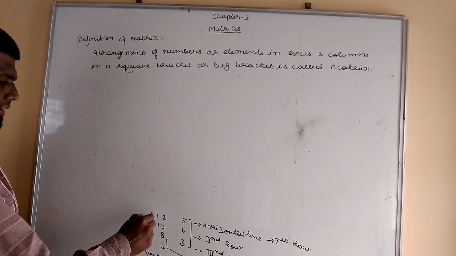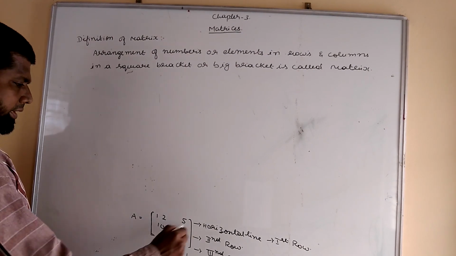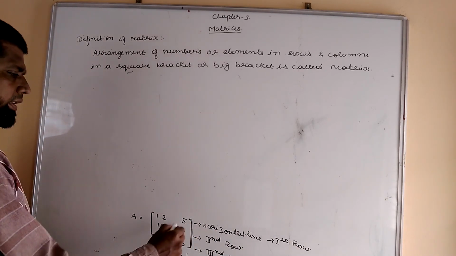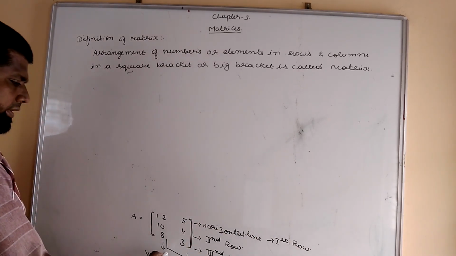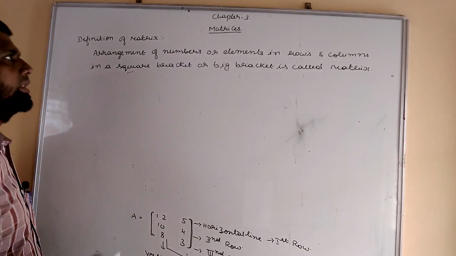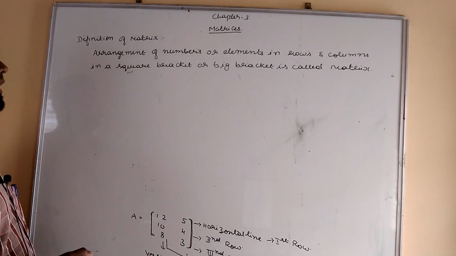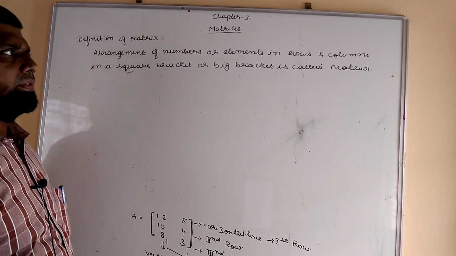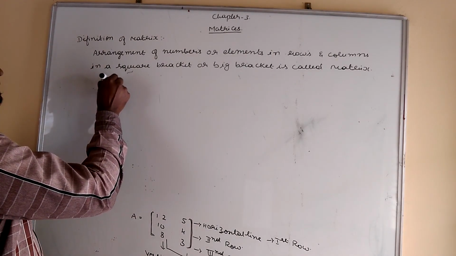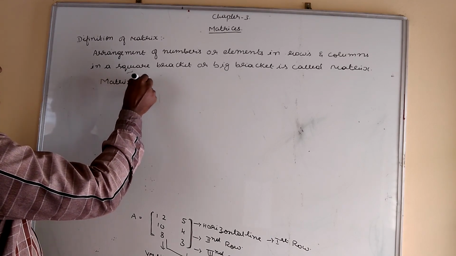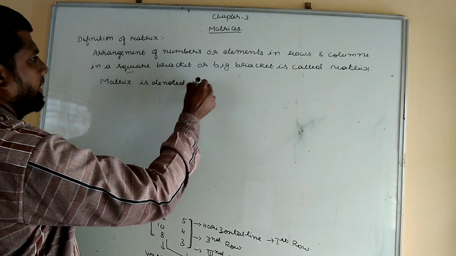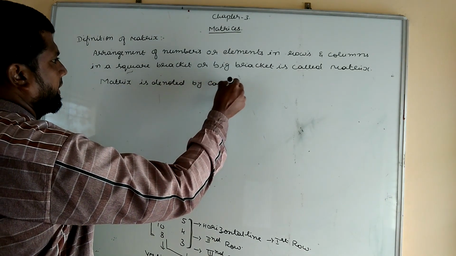See, we have taken the numbers in the square bracket. The numbers are in the horizontal line and vertical line. Horizontal line is called as a row. The vertical line is called as a column. So by seeing this example, arrangement of numbers or elements in rows and columns in a square bracket or a big bracket is called as a matrix. Matrix is denoted by capital letter.